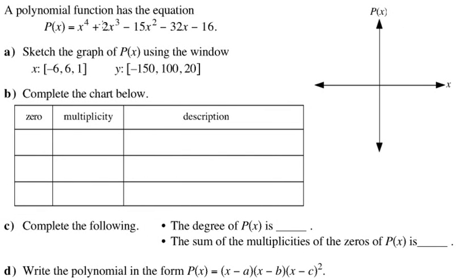Okay, a polynomial function has the equation... I see that it's of degree 4 and it has a positive leading coefficient, so it should be U-shaped or possibly W-shaped. And they want it sketched.